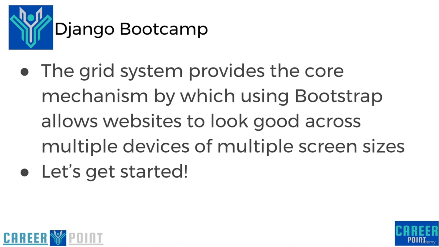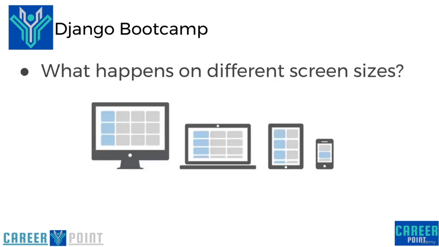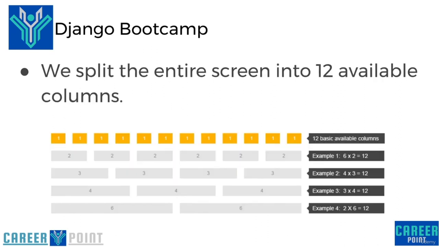The grid system provides the core mechanism by which using Bootstrap allows websites to look good across multiple devices and multiple screen sizes. That's really one of the core purposes of Bootstrap, so that it looks good not just on your desktop, but on your laptop, your tablet, your phone, etc. Let's get started with an explanation of the Bootstrap grid system. So our fundamental question is, what happens when we look at our website on different screen sizes, whether it's on your desktop, your laptop, a tablet, or a phone? How do we reorganize our website so that it looks good across all of these devices?